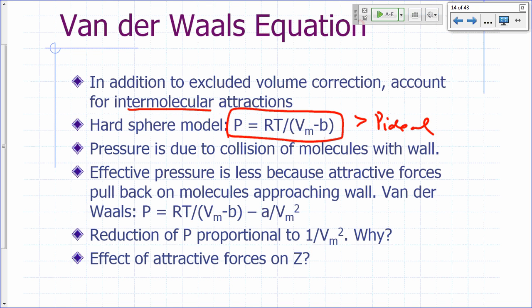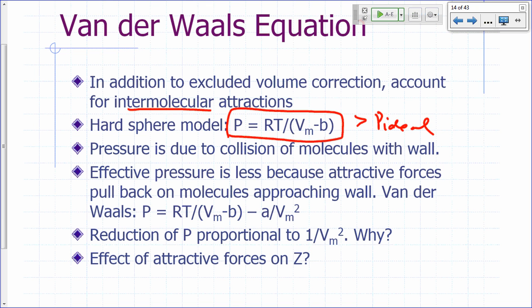Now, pressure, if you recall, is due to collisions of your molecules with the wall, okay? So the more frequently they collide with the wall, the higher the pressure. The faster they're moving when they're colliding with the wall, the more energetic they are, the more force they exert on the wall, the higher the pressure, right?